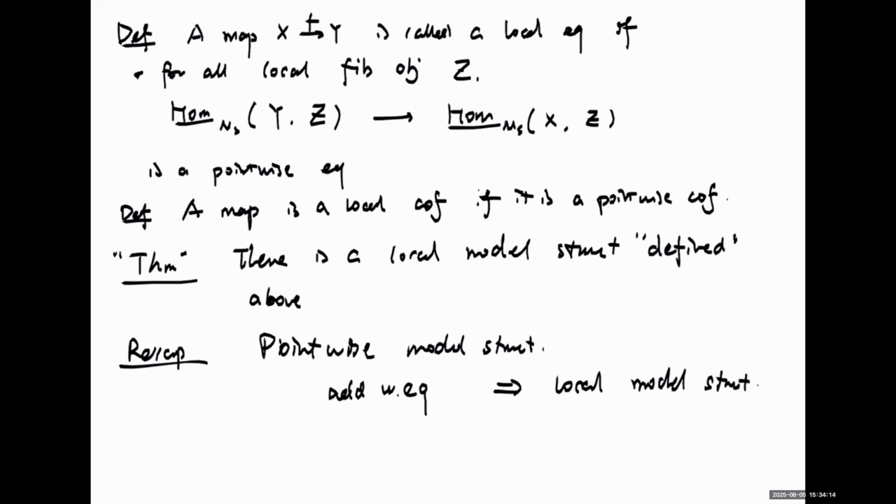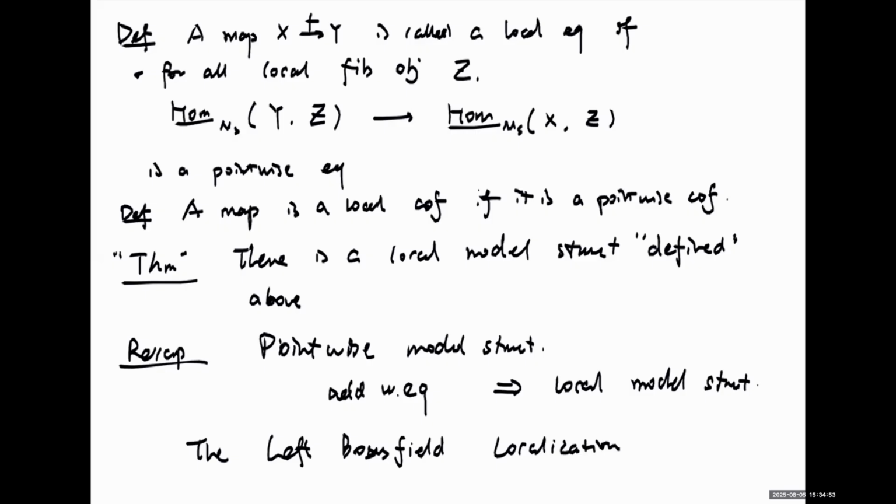And you see from the second definition on this page that the cofibrations does not change. So the set, the class of all cofibrations does not change. And this is called the left Bousfield localization.